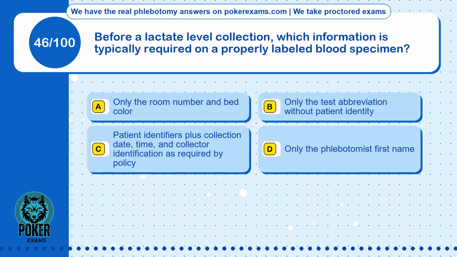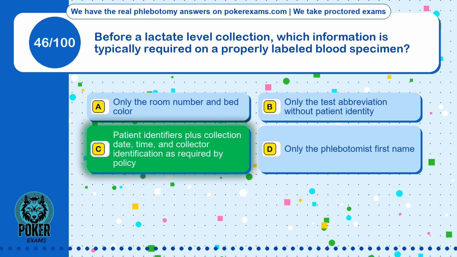Question 46. Before a lactate level collection, which information is typically required on a properly labeled blood specimen? Option A. Only the room number and bed color. Option B. Only the test abbreviation without patient identity. Option C. Patient identifiers plus collection date, time, and collector identification as required by policy. Option D. Only the phlebotomist first name.